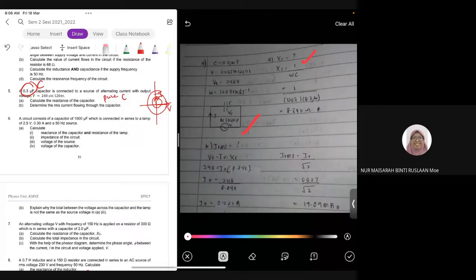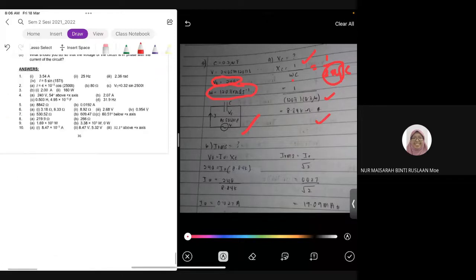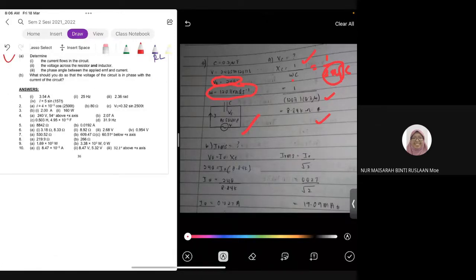So XC equals to 1 over omega C. Kalau dalam formula you, they give you 1 over 2 pi FC. But we know 2 pi F is equals to omega. Why your friend guna omega? Sebab dah ada. Dia nampak V0 adalah 240, omega adalah 120 pi, dari general equation. So dia masukkan value, dia dapat 8.84 kilo ohm. Betul lah, 8842. Dia buat dalam kilo.